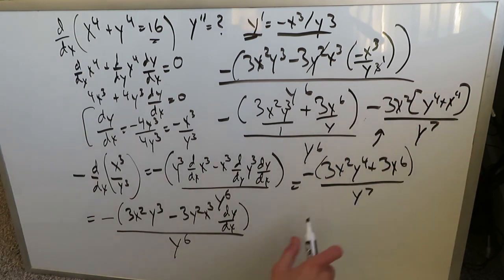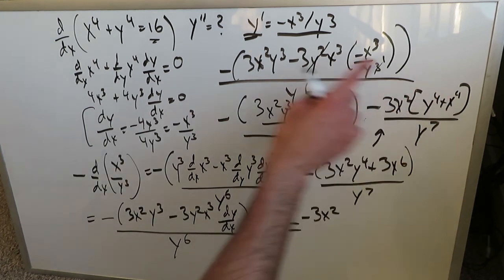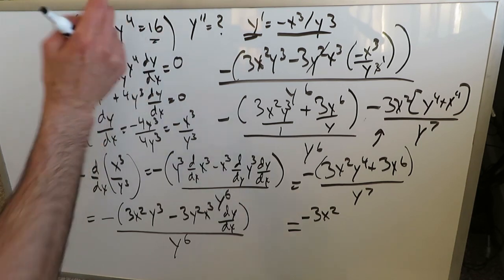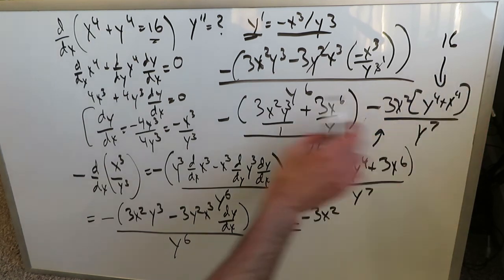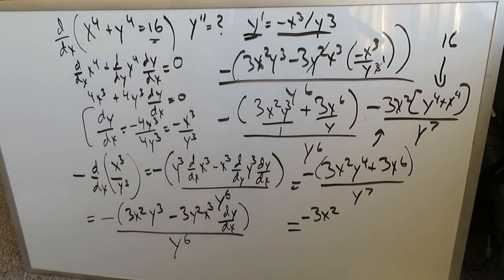Now look over here. We're one step away from finishing it, and we're going to finish it. Our final answer will be this minus 3x squared. This y to the 4th plus x to the 4th is equal to 16. We can just put a 16 over here. This represents a 16 because that's what we started with. It's nothing more than resubstituting back. But what's minus 3 times 16? It's minus 48.